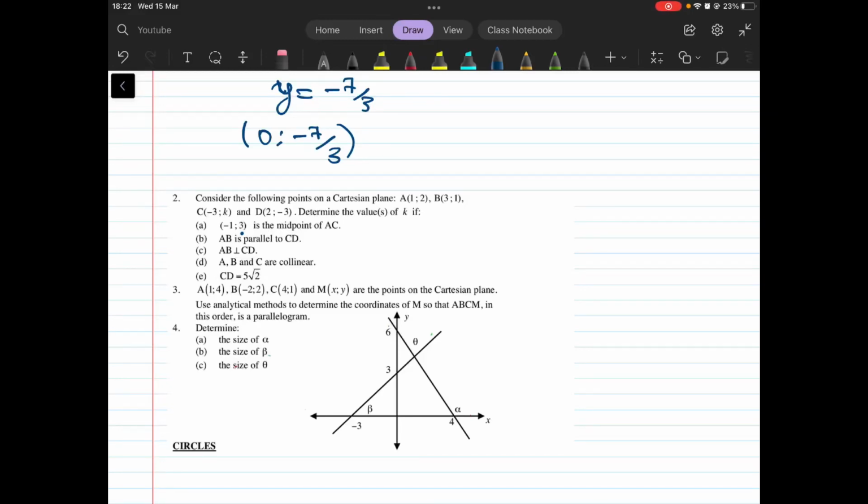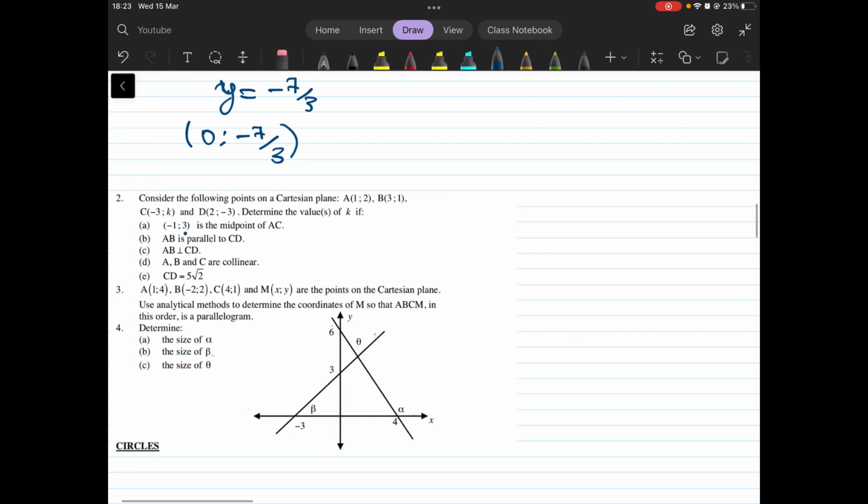Welcome to part 2 of the revision exercise for analytical geometry. In part 2, we are basically required to consider points on a Cartesian plane. Those points are A, B, C, and D, and we are required to determine the value or values of K for each of the following conditions, A until E. So 3 and 4 will make part 3 and part 4 respectively. Now let's look at part 2.